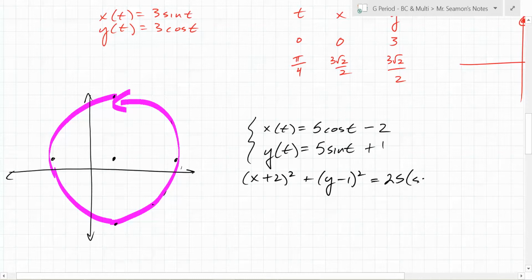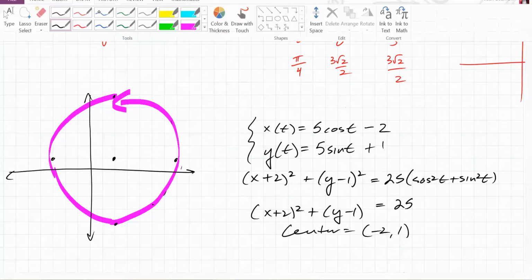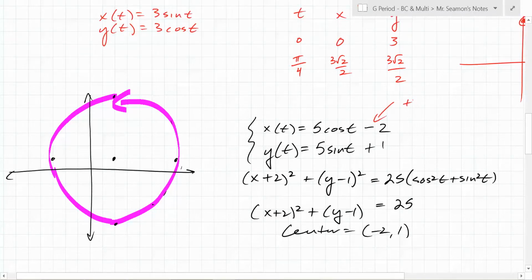times cosine squared t plus sine squared t. But what is that? 25. And literally, what is this? Is that what we want it to be? Yeah, because this is a circle of radius 5 centered at the point. Oh, hold on a sec. At the point what? What's the center of this circle right here? Negative 2, 1, right? What do we want it to be at? 2, 1. So what should we change this to? This needs to be a plus.